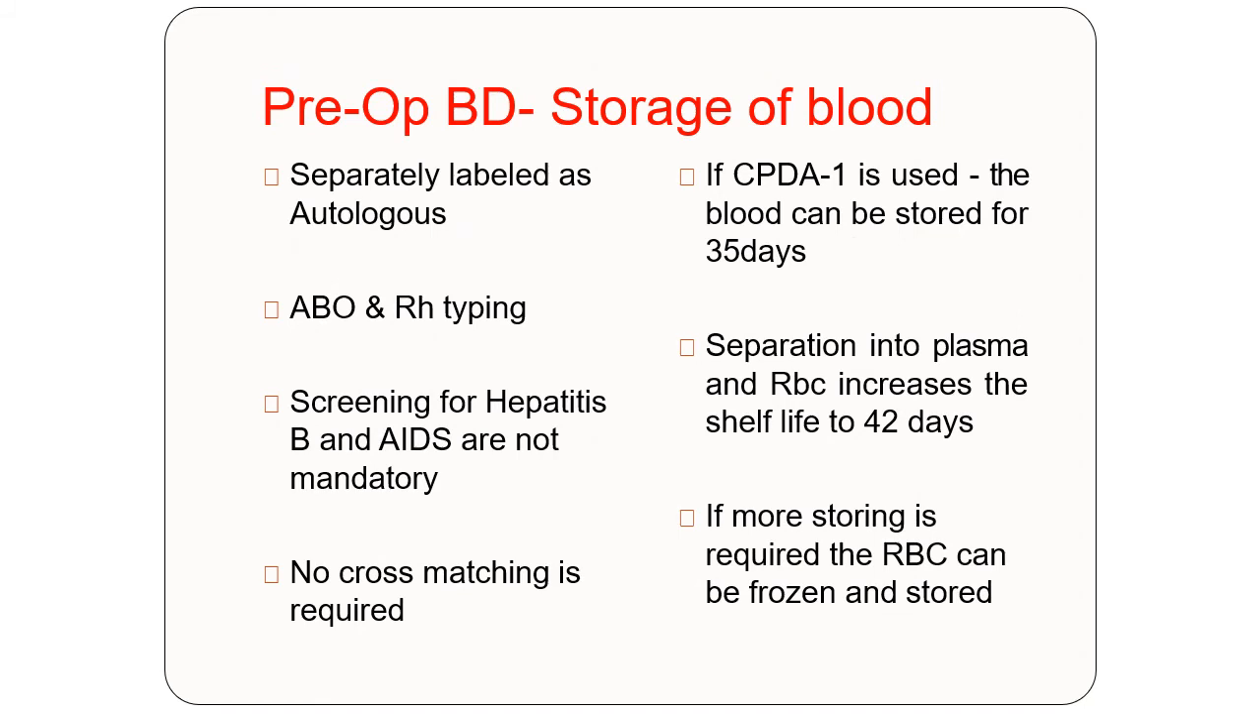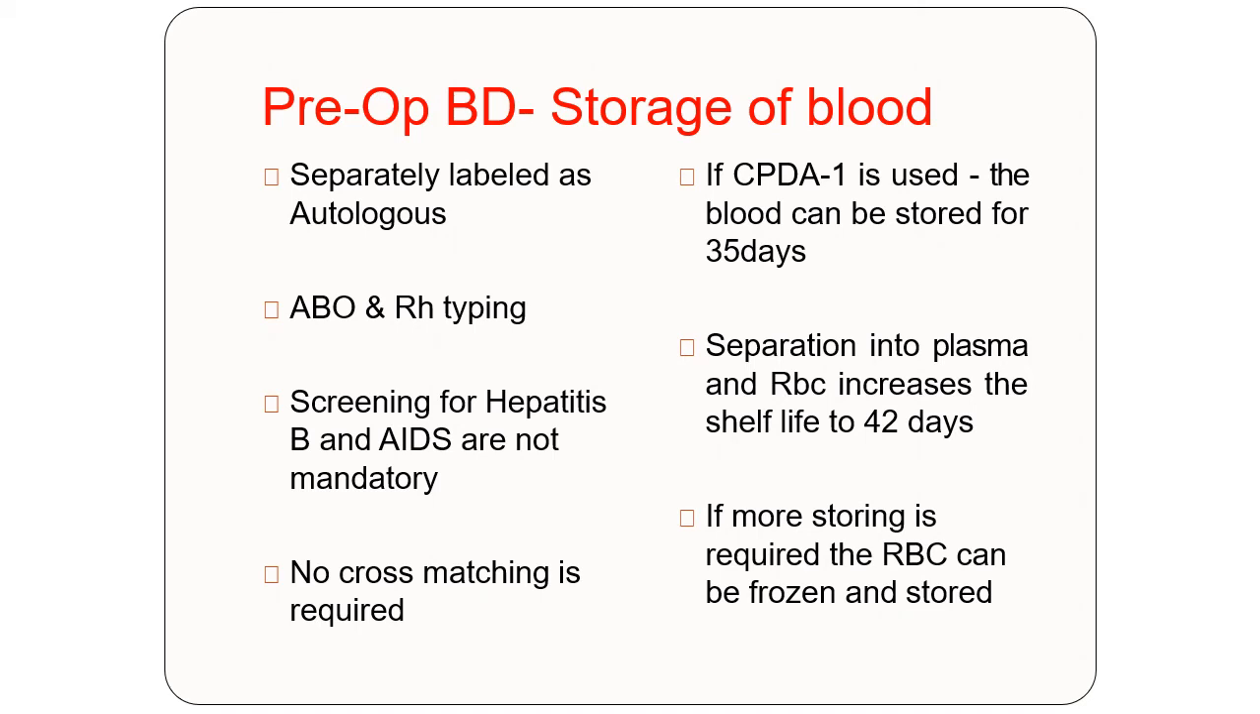The storage of blood is separately labeled as autologous. ABO and Rh typing is done. Screening for hepatitis B and AIDS is not mandatory. Again, you should remember it is not mandatory. Cross matching is not required.